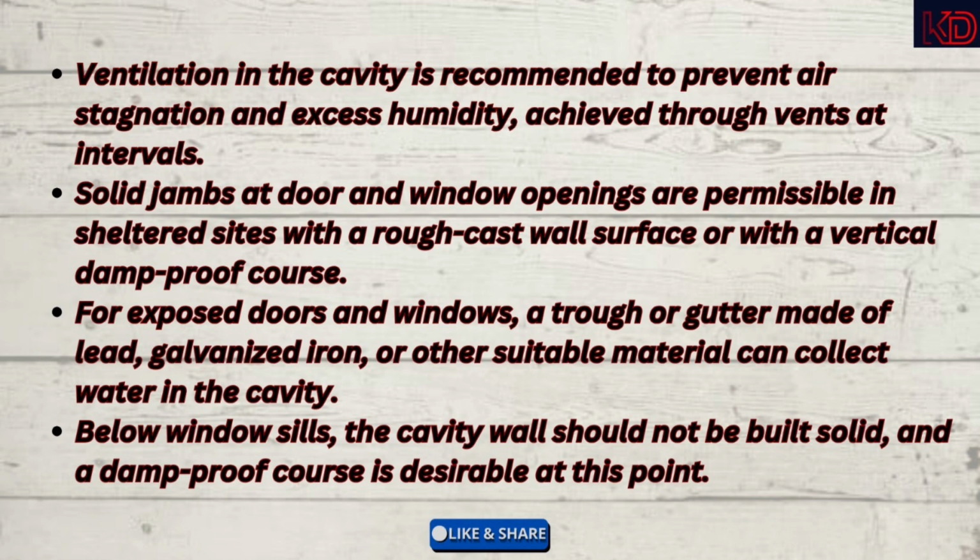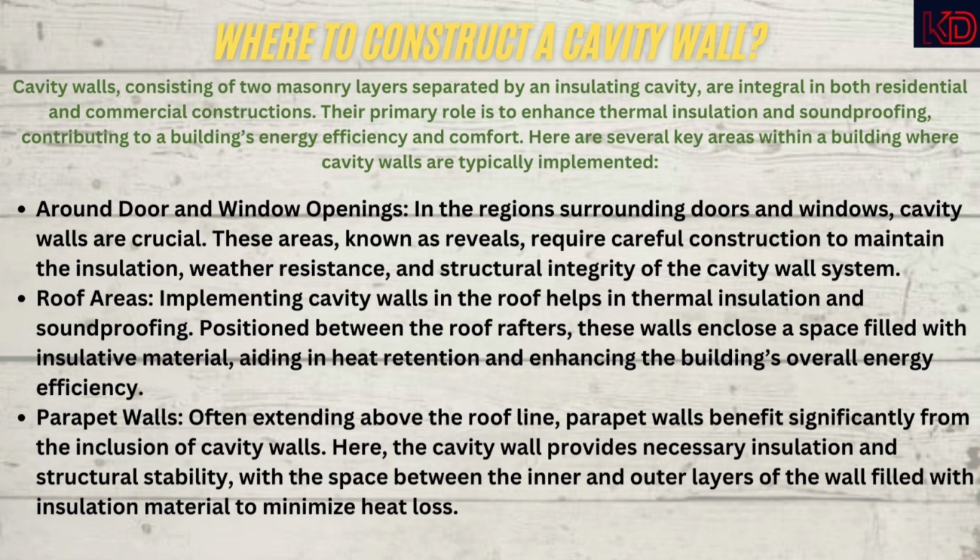Cavity walls consisting of two masonry layers separated by an insulating cavity are integral in both residential and commercial construction. So you can use it in residential construction and also in public buildings, or commercial constructions, because their primary role is to enhance thermal insulation and soundproofing.